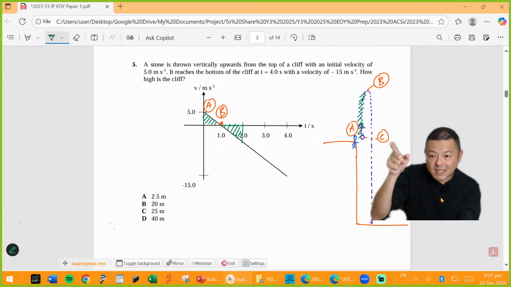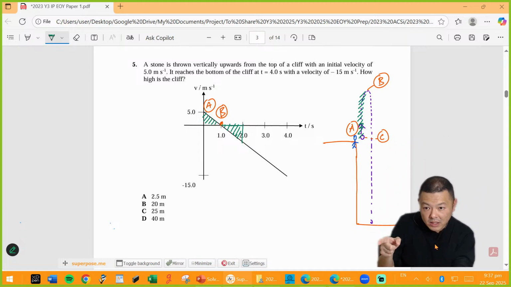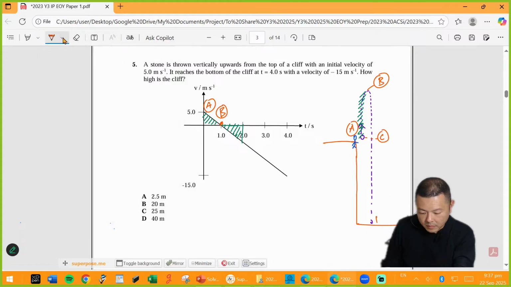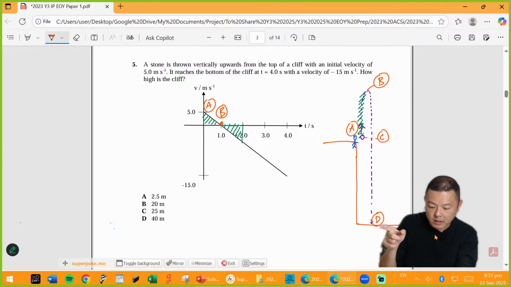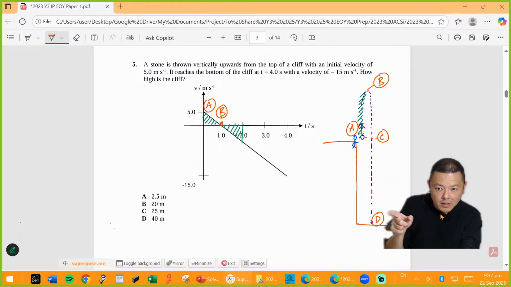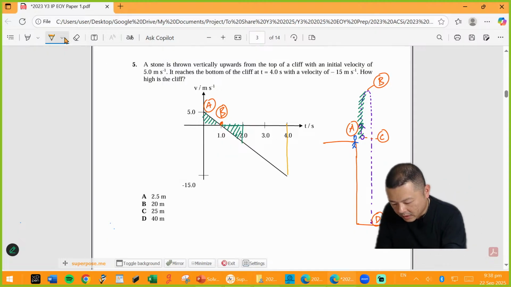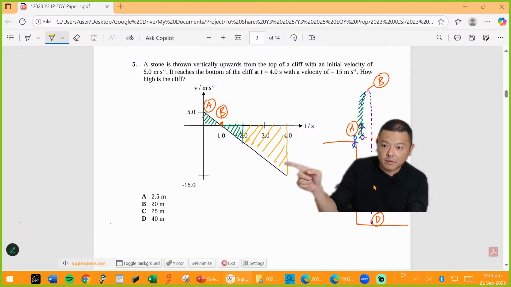And how about from C down to D? D is at the bottom, here like this. You got that? So from C to D, the area would be here. That would be the height of the cliff.